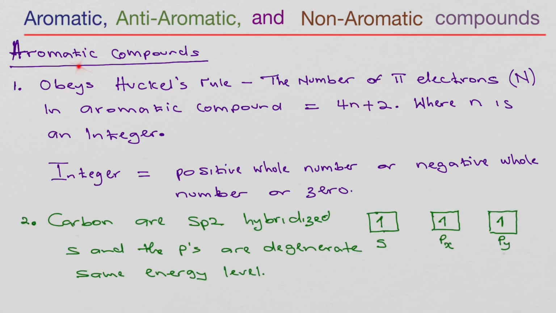Number 2, to be an aromatic compound, the carbons in the aromatic compound are sp2 hybridized, meaning the s orbital will have 1 electron for bonding, the px orbital will have 1 electron, and the py orbital will have 1 electron for bonding. Because we have 1 s and 2 p's, we call it sp2. Therefore, the s and the p's are on the same energy level. Because they have the same energy level, we call that degenerate. Degenerate means they have the same energy level.